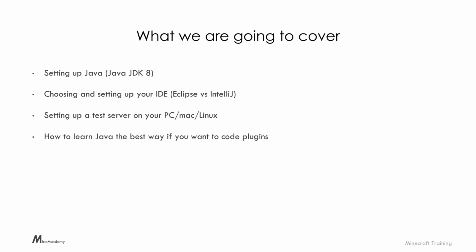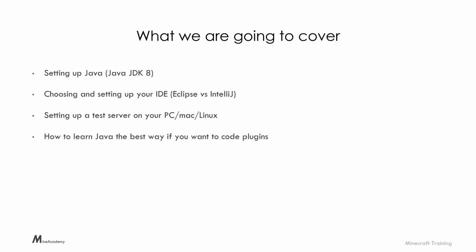So here is what we're going to cover today. We're going to set up Java, specifically Java Development Kit 8, which I'm going to explain later. And we're going to choose and set up your IDE, which stands for the program that you need to code with, just like you use Word to make Word documents. You use PowerPoint, for example, or Keynote to make presentations. So people who make plugins, people who code in the Java programming language, use something called an IDE, right?